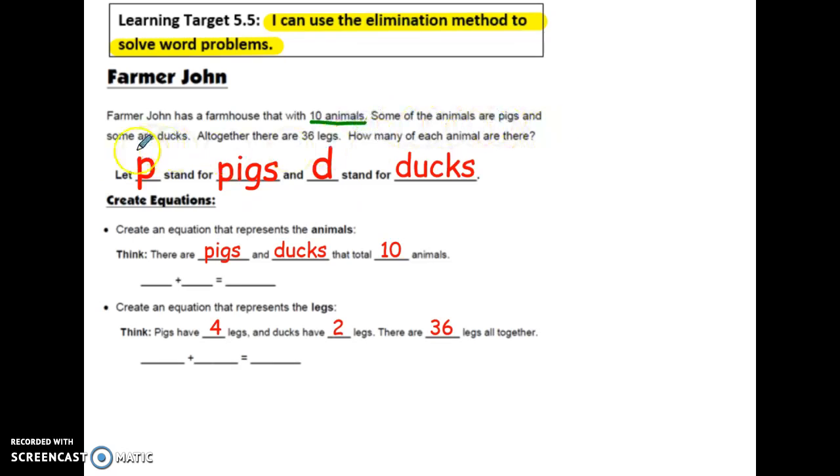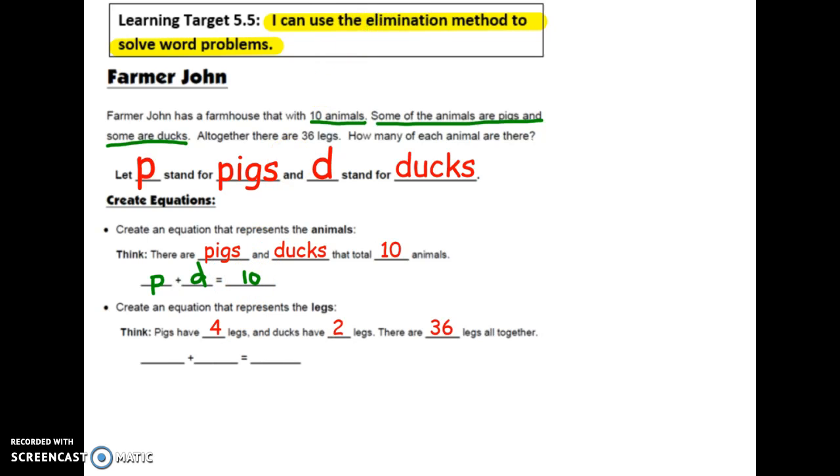Some of the animals are pigs and some are ducks. So this allows us to come up with some very creative variables that we can use. P for pigs, D for ducks. Since those first couple of sentences help us organize what we've got going on, that means we can actually come up with an equation for it. So we know there are pigs and ducks that total 10 animals. So your first equation is P plus D equals 10.